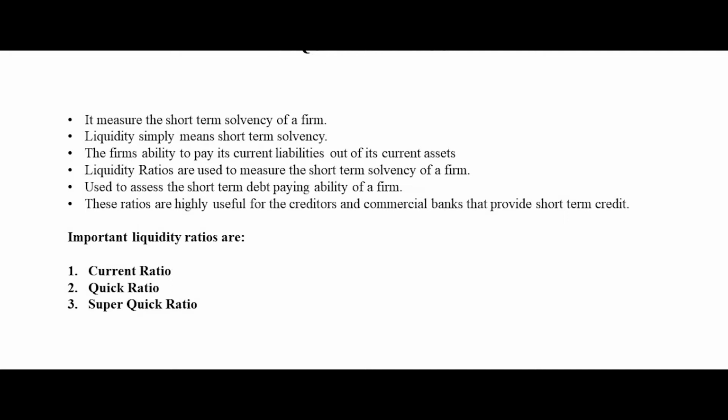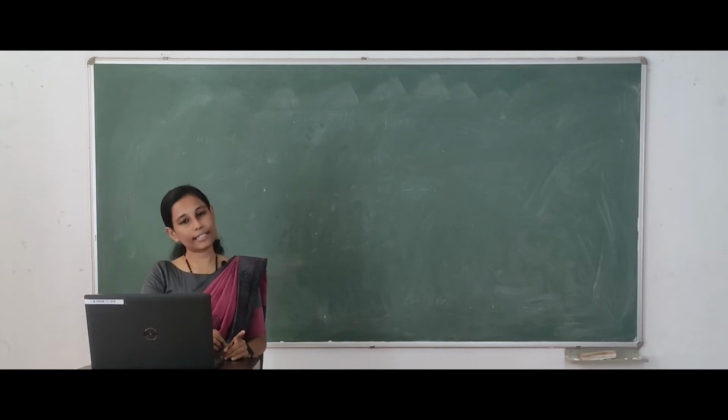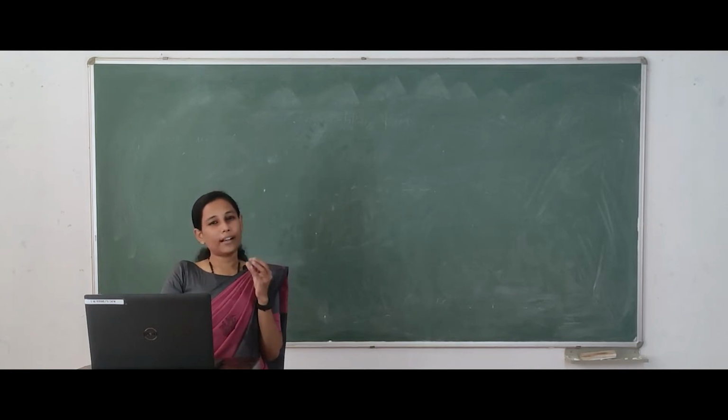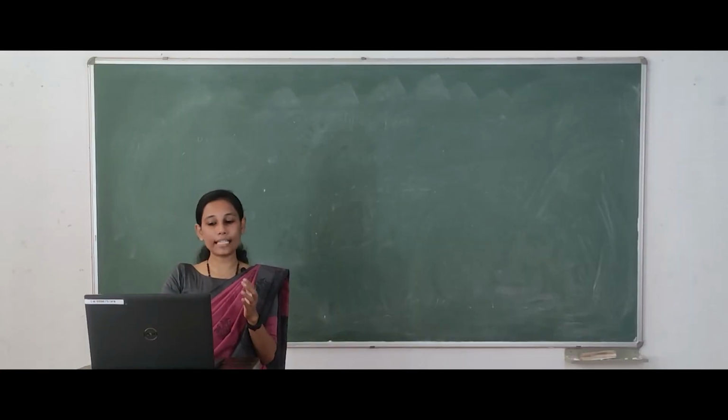Here, the liquidity ratios are classified into three: the current ratio, the quick ratio, and the super quick ratio. What do you mean by current ratio? The term current ratio indicates the ratio of current assets to current liabilities. The concept of the current ratio was first developed in 1891.